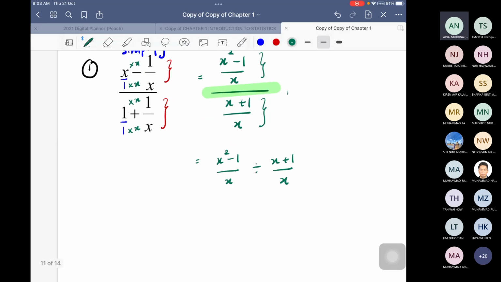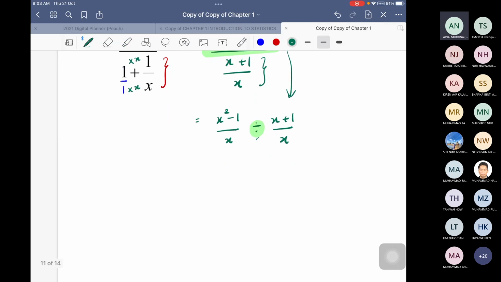So these two expressions are the same thing, just that we write it in the form of a fraction. So here we write it in the form of a division operation. And as we have seen before, if we have a division operation, what we're supposed to do is change that to multiplication. So I will have x square tolak 1 per x, changed to multiply. The other fraction, we have to flip it upside down, so it will become x over x tambah 1.